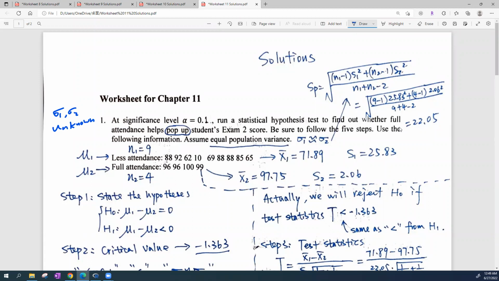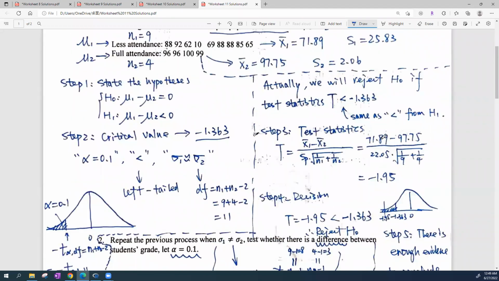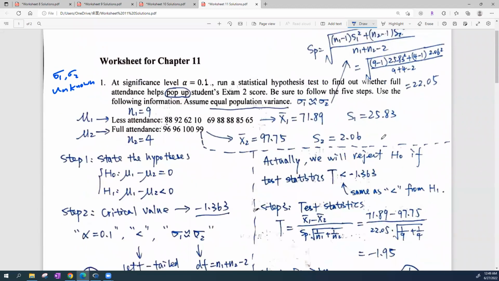So then step 1, we want to state the null and alternative hypothesis. For a 2 sample or 2 population hypothesis testing, the null is always mu1 minus mu2 equals 0. So this never changes. And the hypothesis value is always 0 as well. So that's the null.